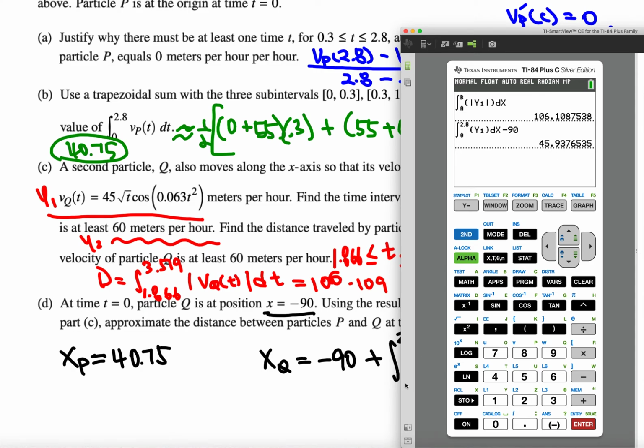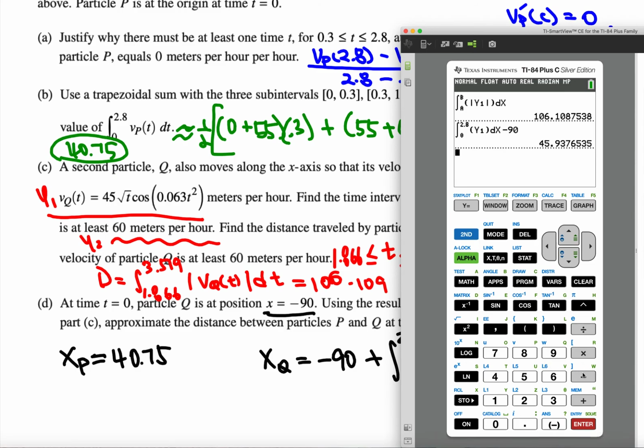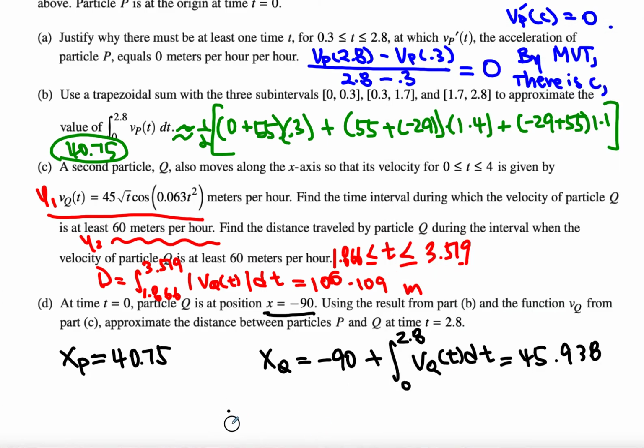45.938. So when I do the subtraction, minus 40.75, then I get 5.188 as my difference in distance.